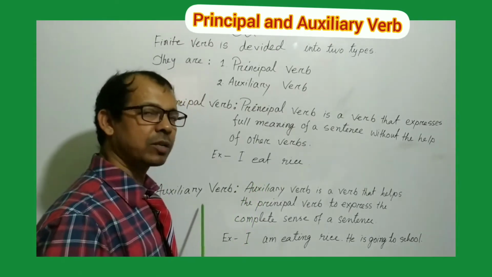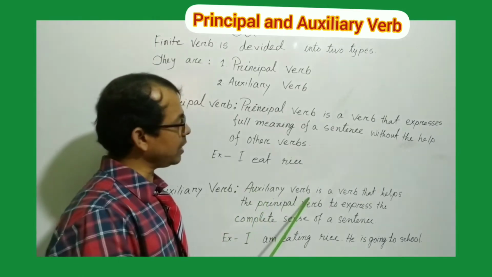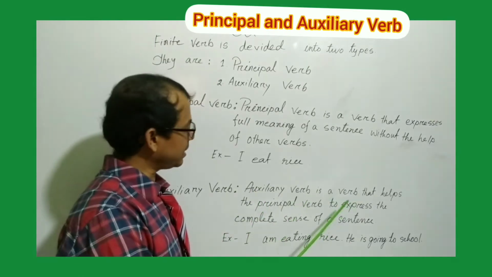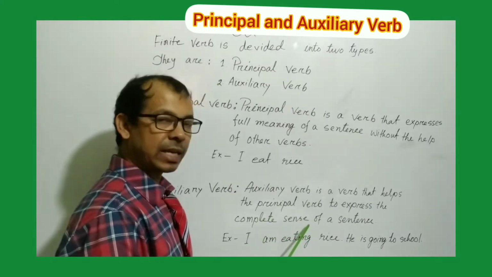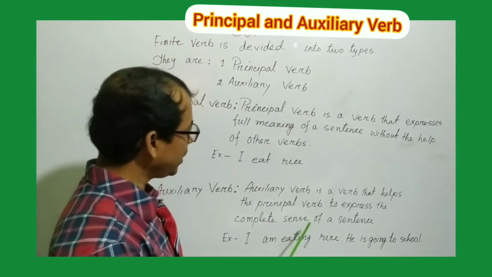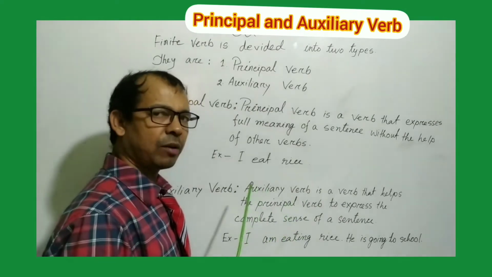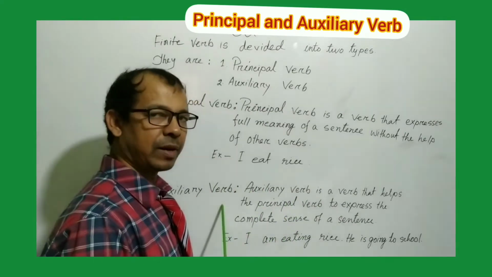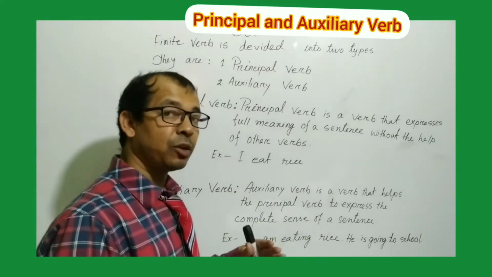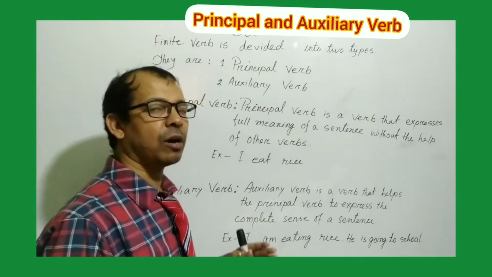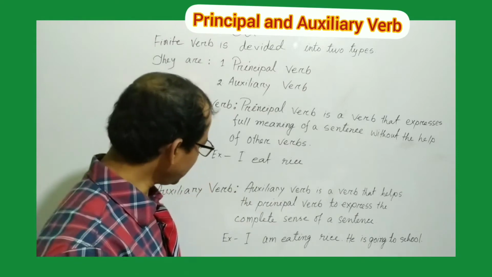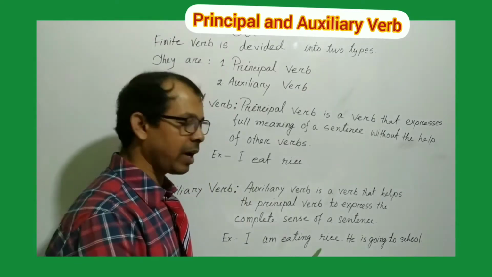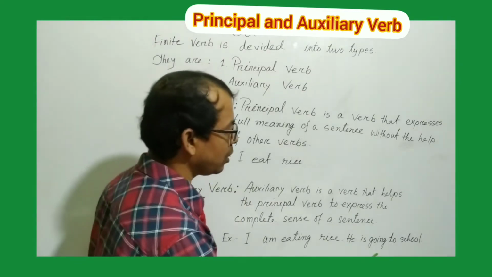And what is an auxiliary verb? An auxiliary verb is a verb that helps the principal verb to express the complete sense of a sentence. My dear student, another name of auxiliary verb is helping verb. That means the main work of an auxiliary verb is to help the principal verb. For example, I'm eating rice or he is going to school.